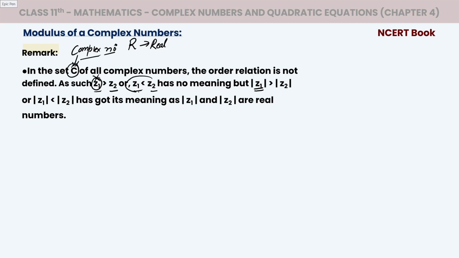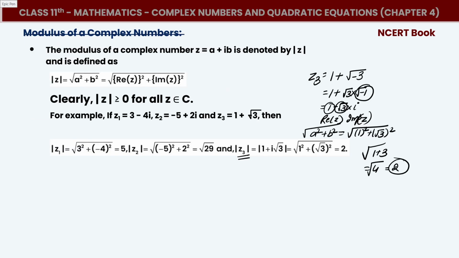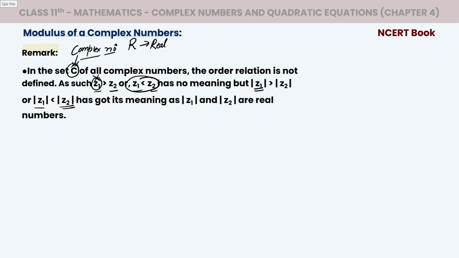जैसे अगर आप लिखना चाहें Z1 less than Z2, it means modulus of Z1 is less than modulus of Z2, right? It has got its meaning, as modulus of Z1 and Z2 are real numbers because आप उनको compare कर सकते हो, but Z1, Z2 means complex number का कोई भी comparison नहीं हो सकता. आपने observe किया कि जब भी आप modulus निकाल रहे हो तो values आ रही हैं, जैसे root 5, root 29, 2. तो ये modulus compare हो सकता है but Z1, Z2 compare नहीं हो सकता.